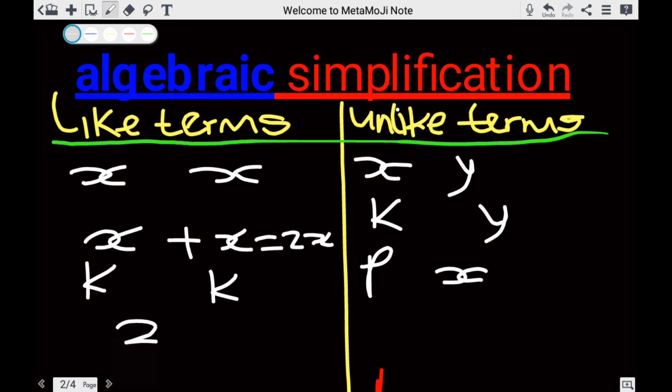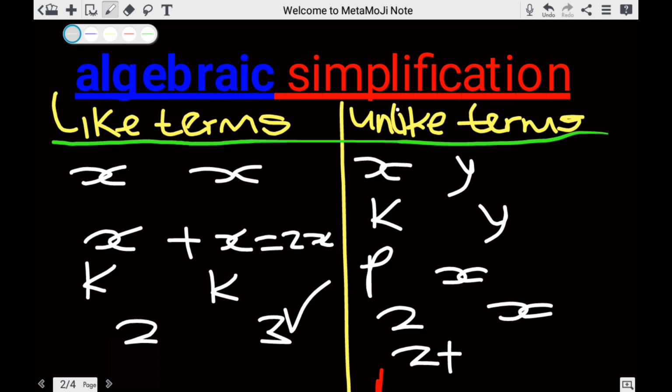But what about 2 and 3? Are these two numbers like terms, or what do you say? Yes, they are like terms because you can add them together. 2 and X are not like terms. You cannot say 2 plus X is 2X because they are not like terms. So that is wrong.